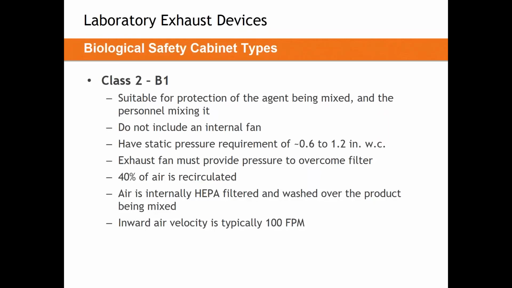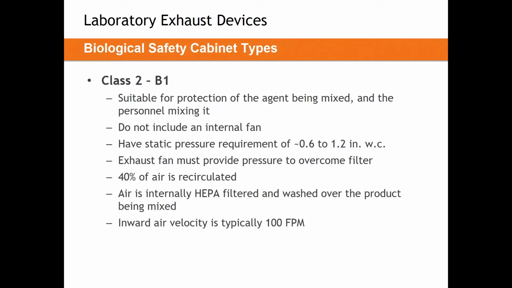Type B1 and B2 are still inside the Class 2. Similarly, they're good for protecting the agent being mixed, the person mixing it, and the environment. They'll do all the same things, but the defining feature here is there's no internal fan. So what you'll notice on the third point on each of these slides is they have a much, much higher static pressure requirement. For type B1, it's in the range of 0.6 to 1.2 inches. So your exhaust fan must overcome this filter pressure. As those filters load, your exhaust fan has to deal with that as well.